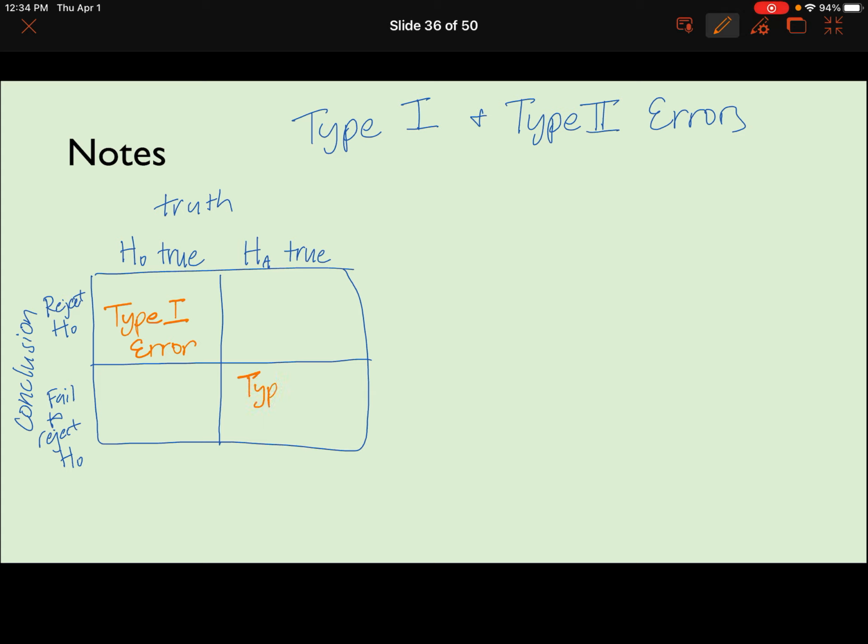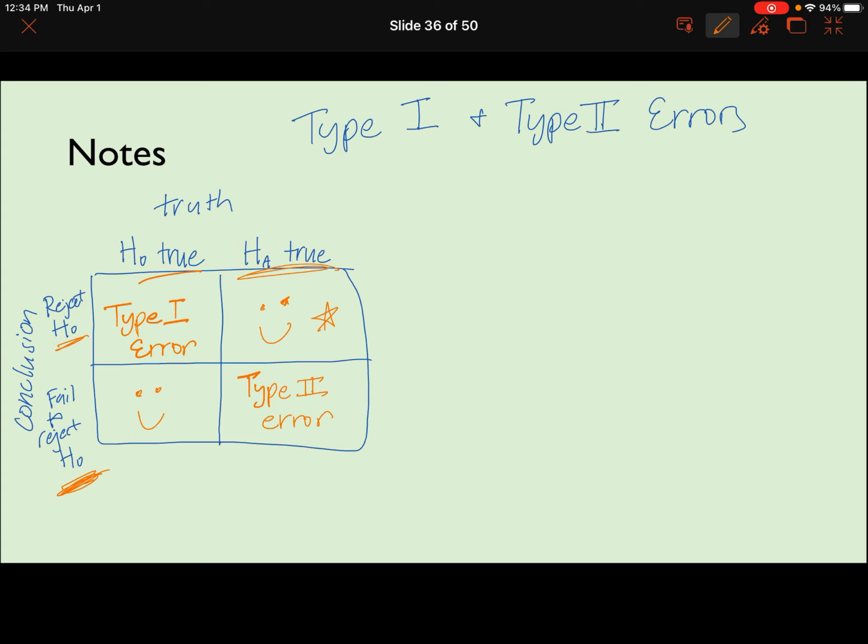This would be a type 2 error, and that would be our alternative hypothesis is true, but we stayed with our null hypothesis. The other boxes are not errors. Those are good. This first one up here is like we rejected our null hypothesis and our alternative is true. So that's cool. Or down here, if we fail to reject it and it's true, that's good.